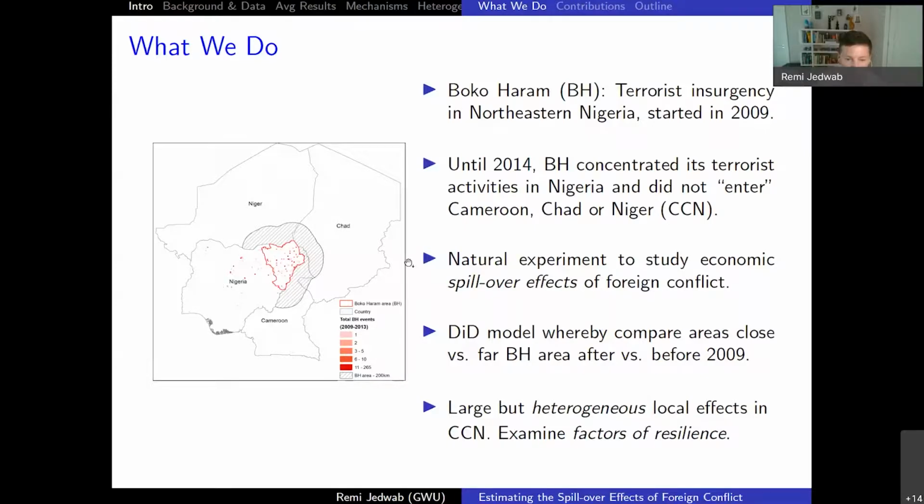We're going to do a simple difference-in-differences analysis, and we're going to find large negative effects. We're also going to find heterogeneous local effects. Some places are going to be really impacted, other places are not going to be as impacted. And it's going to allow us to examine the factors of economic resilience to foreign conflict shocks.